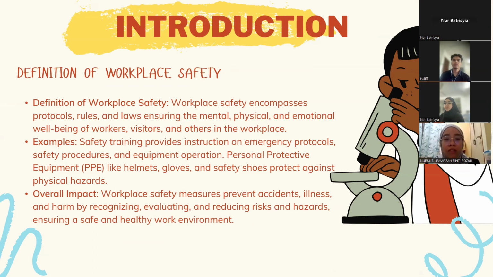Example, safety training provides instruction of emergency protocol, safety procedure, and equipment operation. Personal protective equipment (PPE) like helmet, glove, and safety shoe protects against physical hazard. And for the overall impact, workplace safety makes sure prevent accident, illness, and harm by recognizing, evaluating, and reducing risk and hazard, ensuring a safe and healthy work environment.